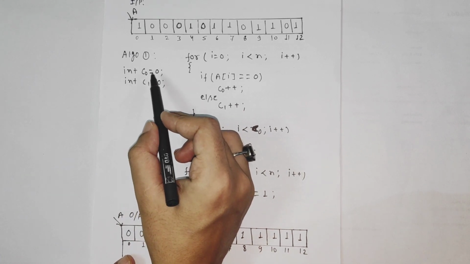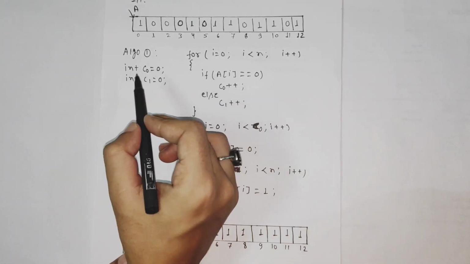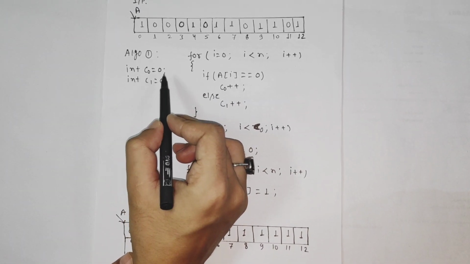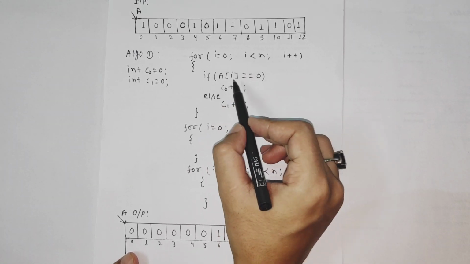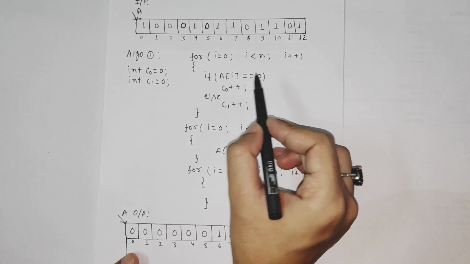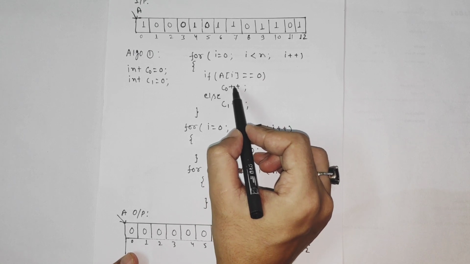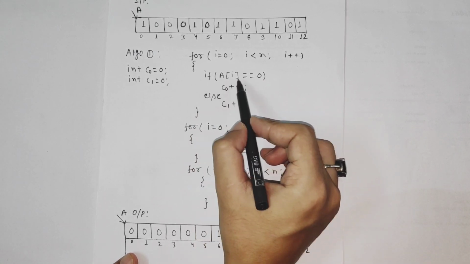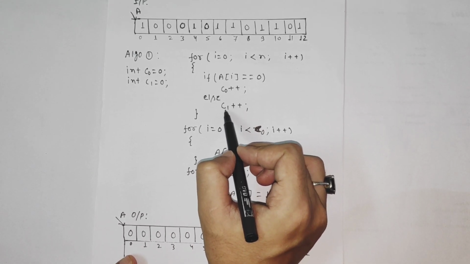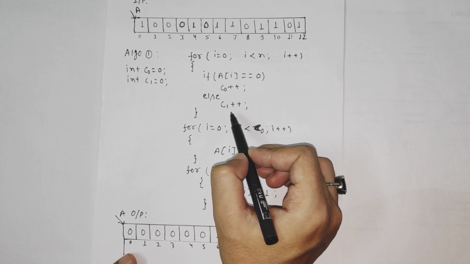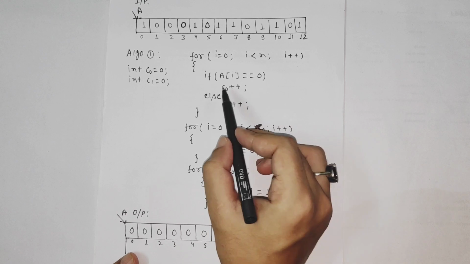Here we are taking two variables C0 and C1 for the counting of zeros and ones. So we will initialize C0 and C1 to 0. After that, we will start the for loop from 0. Suppose the value of a of i is 0, then we will increment C0 because the value is 0, so we have to increase the count. Suppose the value of a of i is 1, then we have to increment C1 because it represents the number of ones. So after this for loop, we will know how many zeros and how many ones are present in the array.